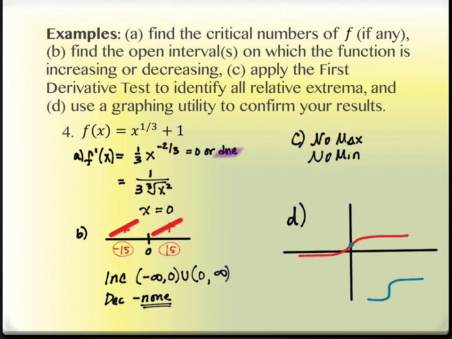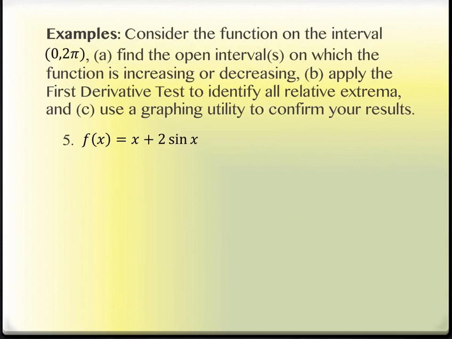Okay, I think we have one more. Is that true? Two more? One more. All right, directions are going to change just a little bit. Not a lot, just a little bit. It says to consider the function on the interval 0 to 2 pi.